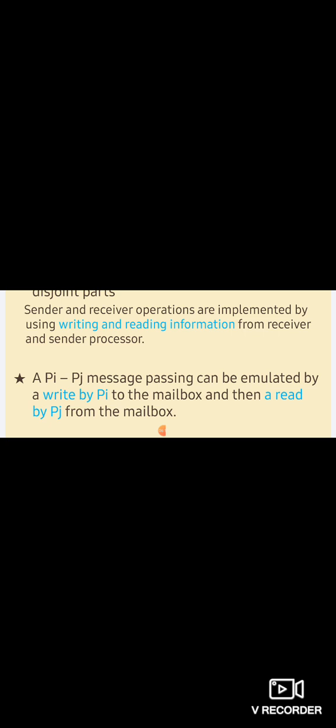So this is today's topic. Today we learned what message passing systems are, what shared memory systems are, and what the differences are between message passing systems and shared memory systems. These are the topics we learned today.